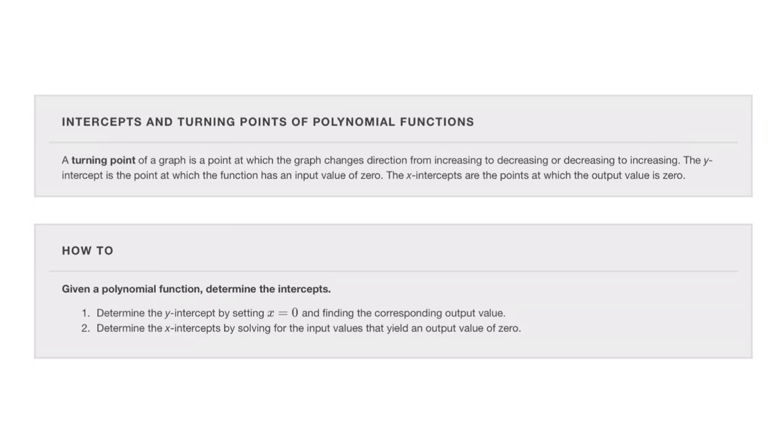So, intercepts and turning points of a polynomial function. The turning point of a graph is a point at which the graph changes direction from increasing to decreasing or decreasing to increasing. The y-intercept is the point at which the function has the input value of 0. The x-intercepts are the points at which the output value is 0. So given a polynomial function, how to determine the intercepts? Determine the y-intercept by setting x as 0 and finding the corresponding output. To determine the x-intercept, solve for the input values that yield an output value of 0.